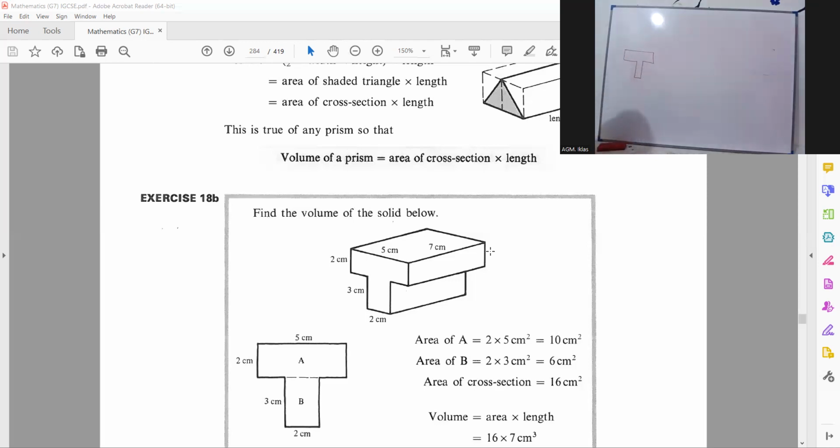Now let's look at the measurements of the T. This is 5 centimeter and this is 2 centimeter. This is 3 centimeter and this is 2 centimeter.